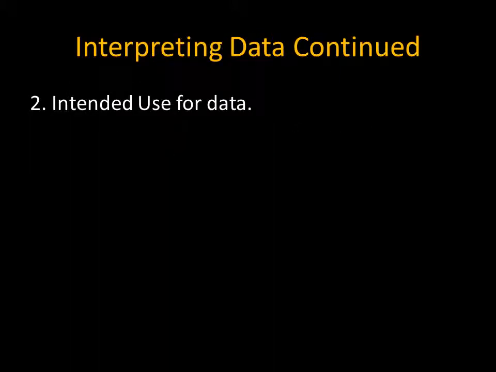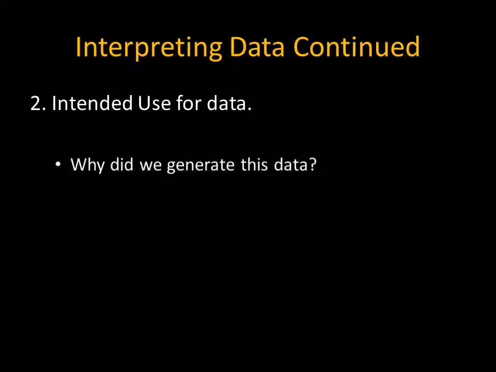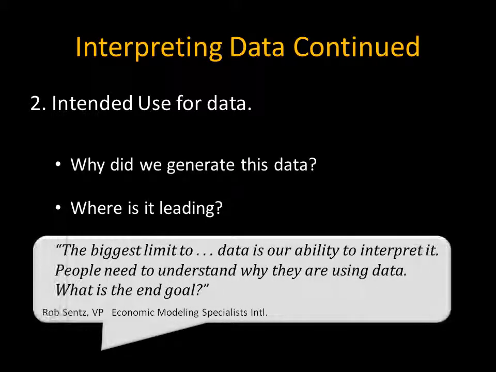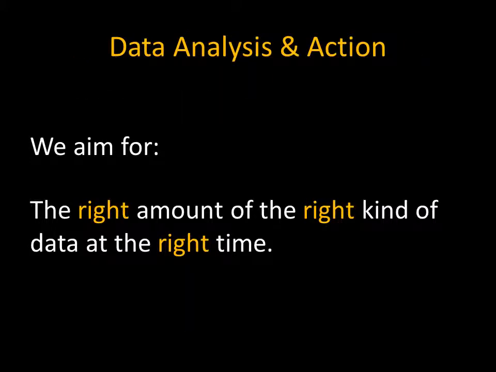It's also important to have a clear purpose for the data use. Although we may discover some things along the way that we hadn't planned, clarity of purpose keeps us on track. The ability to answer the questions, why did we generate this data? And where is it leading? Are questions that will keep us on track. Because, as the quote notes, people need to understand why they are using data. What is the end goal? In data analysis and action, we aim for the right amount of the right kind of data at the right time.